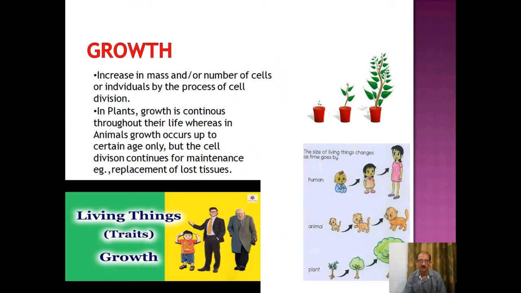So far as growth is concerned, by growth we mean, in simple words, an increase in mass or number of cells or individuals by the process of cell division. And this growth in plants continues through their life, whereas in animals, it occurs up to a certain age. However, that does not mean that cell division does not continue for maintenance. Actually, it continues for replacement of lost tissues.